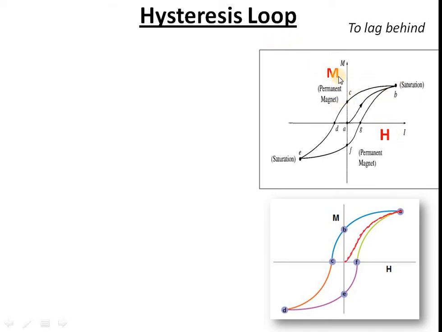When H is maximum, M is not maximum. Similarly, when H is minimum, M is not minimum. When H is 0, M is not 0. This lagging is referred to by the word hysteresis. The literal meaning of hysteresis is lagging behind. So here it means there is a phase difference between H and M. When H is 0, M is not 0. When M is 0, H is not 0. That phase difference is referred to as hysteresis. Now let us study the curve one by one, starting from A.